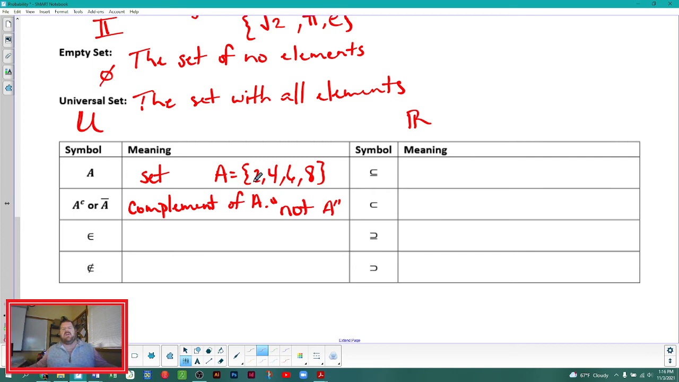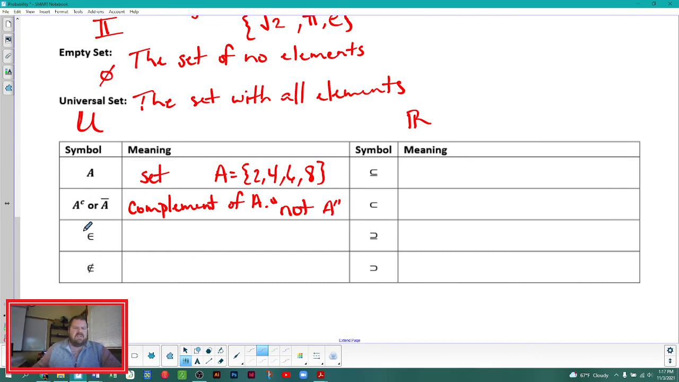So if I was living in the natural number universe, so let's just say I just had the natural numbers, 1, 2, 3, 4, 5, and so on. If I looked at not A, not this A, then the only numbers that would be in A complement would be 1, 3, 5, 7, 9, 10, 11, 12, 13, and so on, right? So some easier ones to think about: if I'm looking at the set of the even numbers, the complement would be the set of the odd numbers, unless I had decimals and fractions, but it's just the opposite of A.